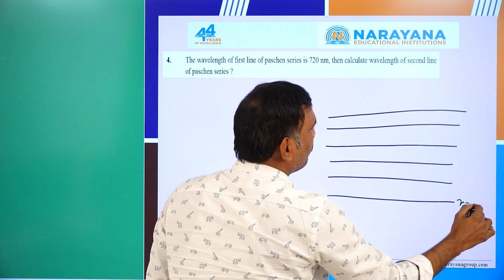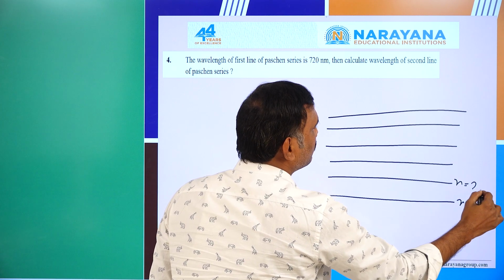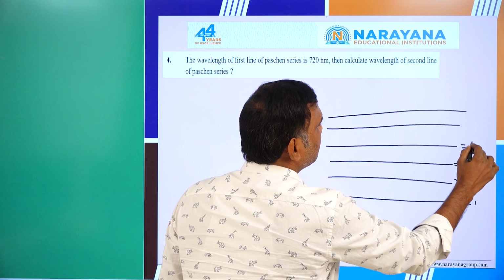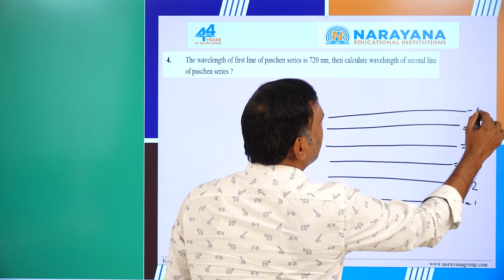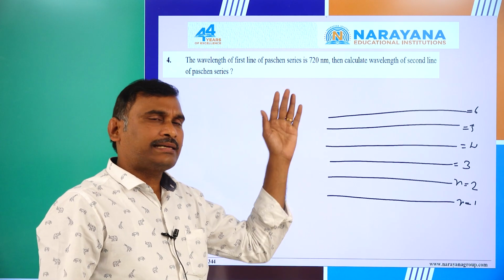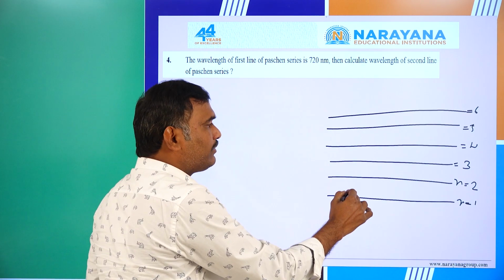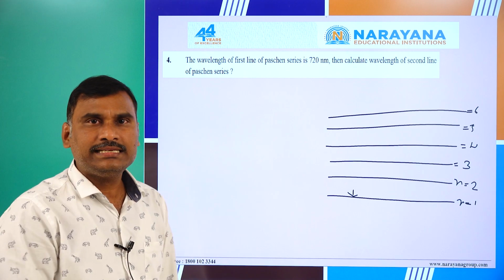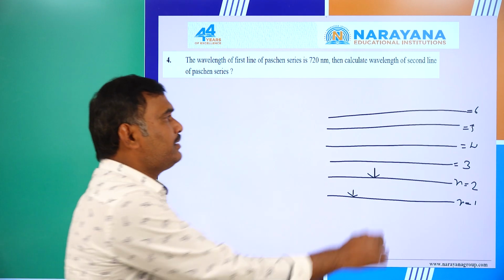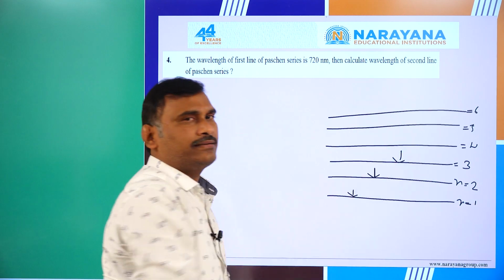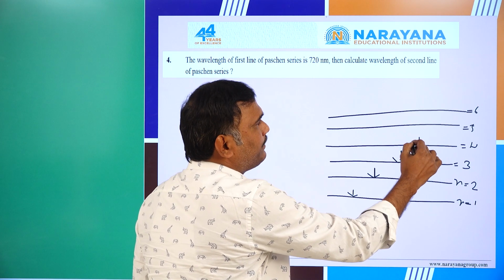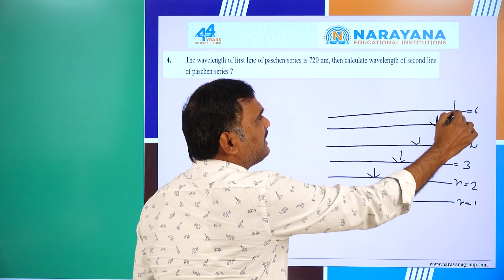n equal to 1 is the ground level, n equal to 2 is the first excited state, then n equal to 3, 4, 5, 6. If the electron comes from any excited state to the ground level, that is called the Lyman series. If it comes to the second level, it is called the Balmer series. If it comes to the third, Paschen. Lyman, Balmer, Paschen, Brackett, Pfund and Humphrey series.